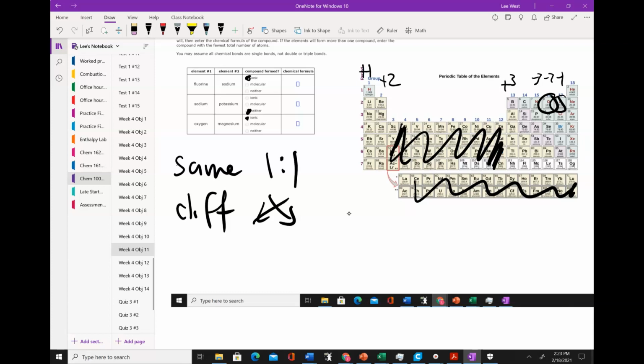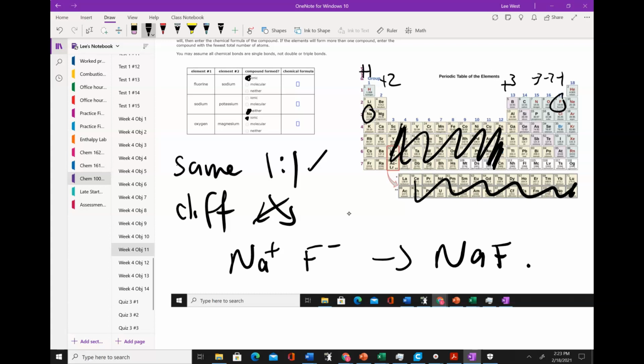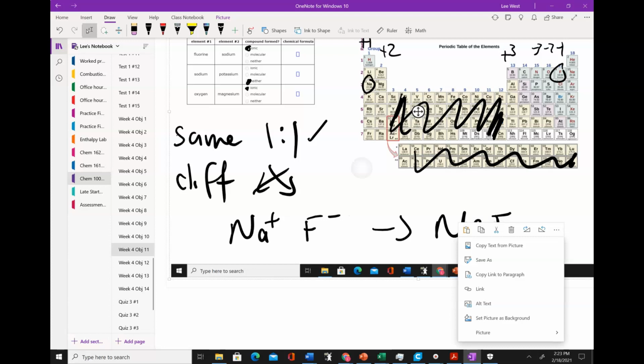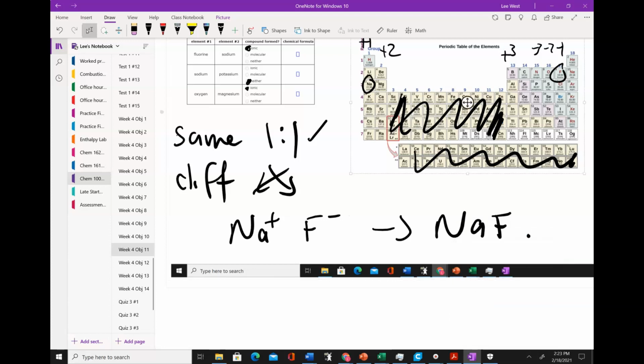So we just have to find where everything is in the periodic table. Our metal goes first, sodium, and it's going to be +1, and then fluorine over here is going to be -1. They have the same size charge, so they're going to come together 1-to-1. Okay, what's next?